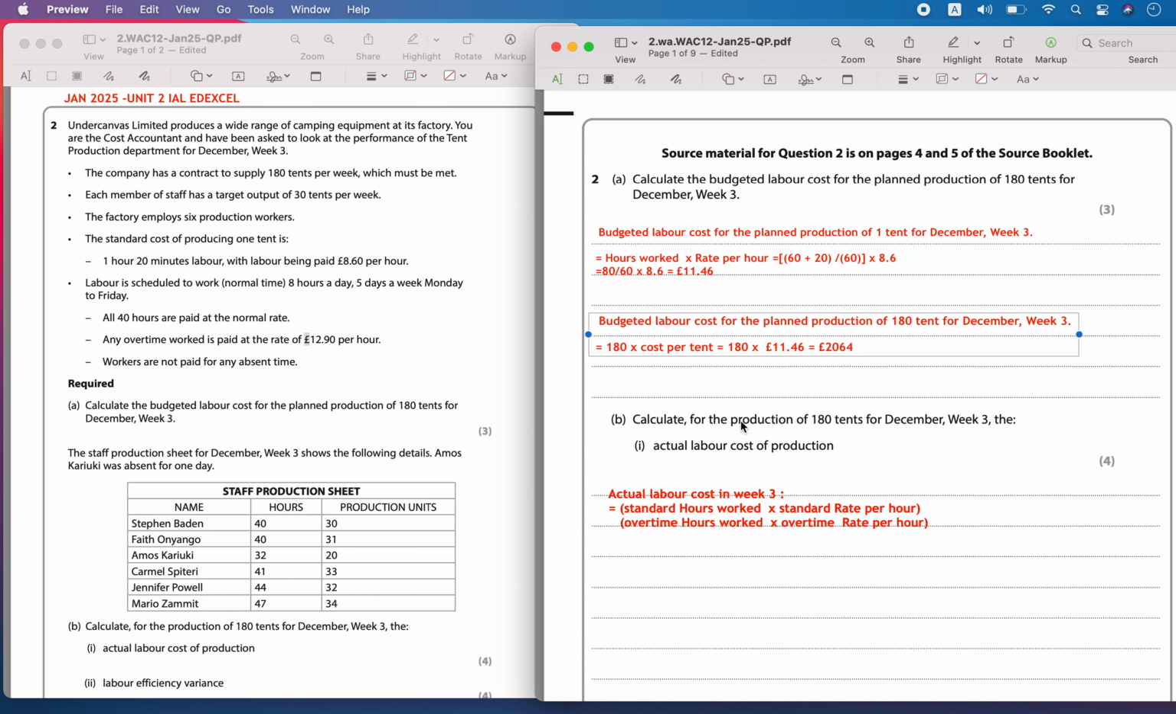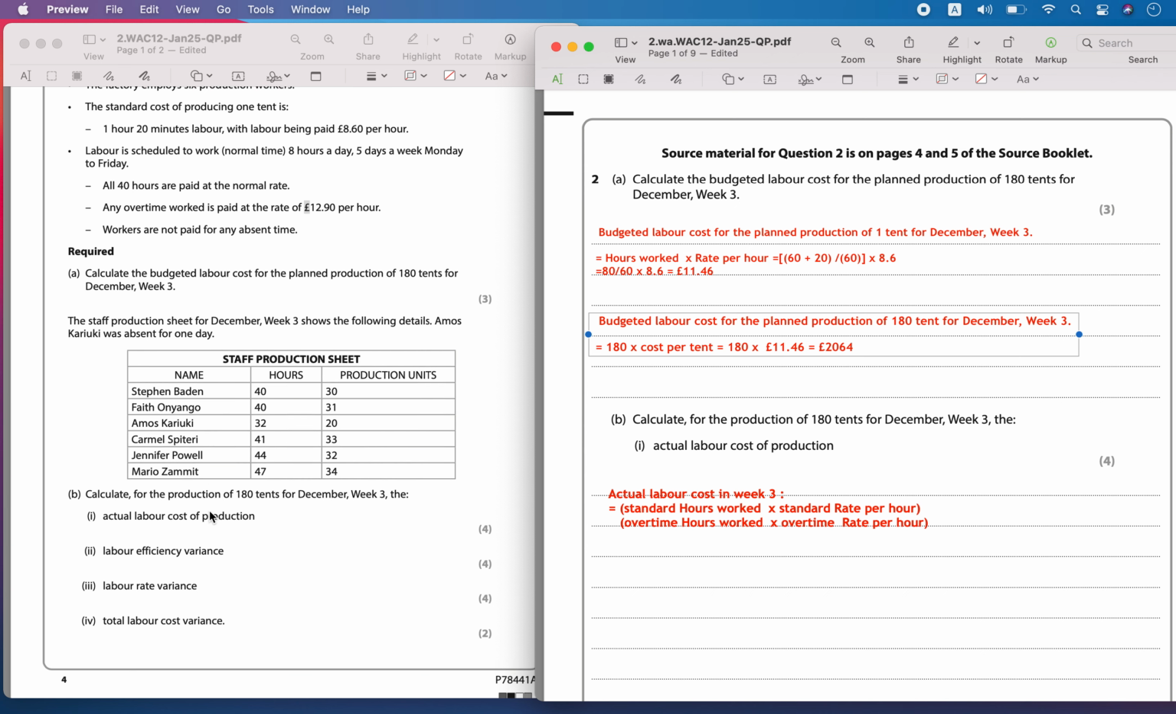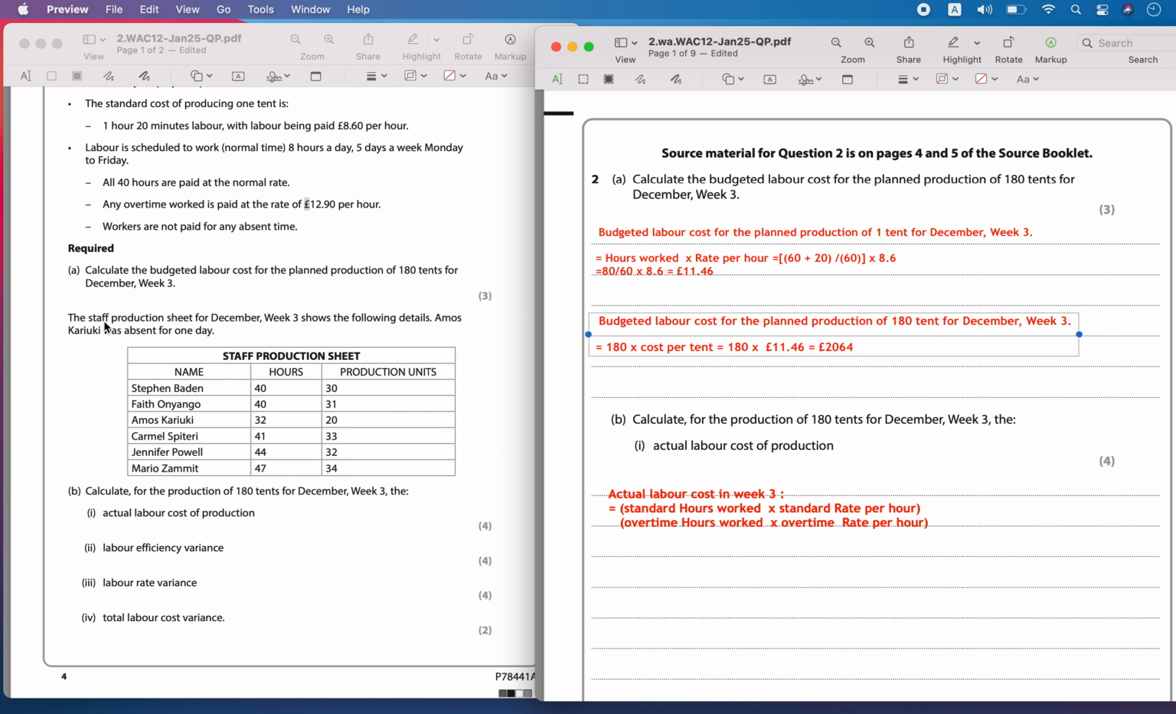Then we have part B: calculate, for the production of 180 tents for December week 3, the actual labor cost of production. For this they have given the information and then asked these questions. So let's see what information they have given. The staff production sheet for December week 3 shows the following details. Amos Kairuki was absent for 1 day, and the rest of the people have put in work. Even he has put in work.